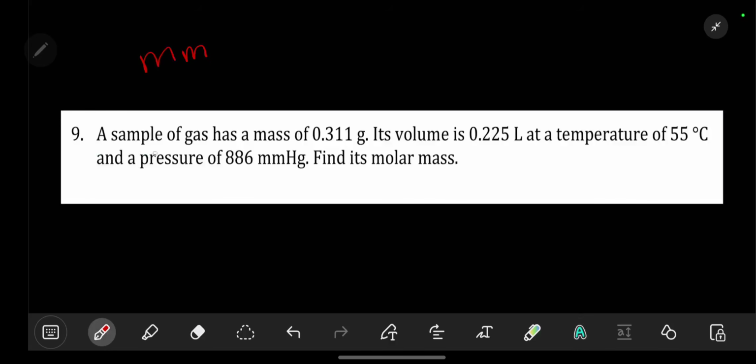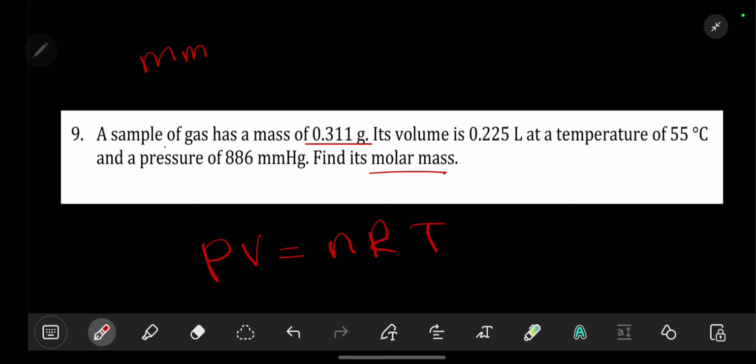We have a sample of gas that has a mass of 0.311 grams. Its volume is 0.225 liters at a temperature of 55 degrees Celsius and a pressure of 886 mmHg. Find the molar mass. If you haven't been given the density, you begin with PV equals nRT. They want the molar mass, provided with the mass.